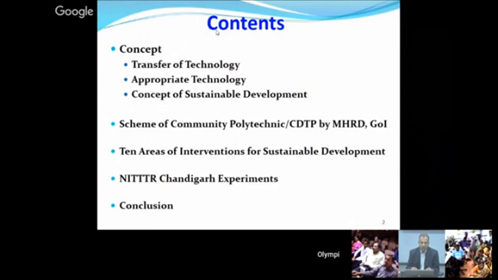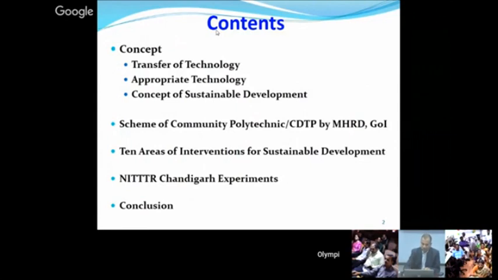Then we will go through the 10 areas of intervention for sustainable development, which areas we should work on. We have identified certain important areas where we should work. Then the Chandigarh experiments, and finally some conclusions. We will give you all details in a systematic manner. So let us come to the first topic.